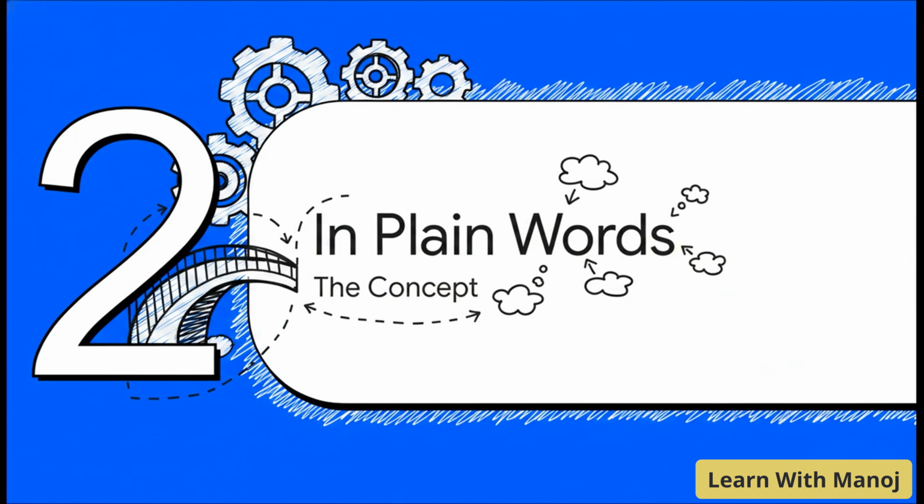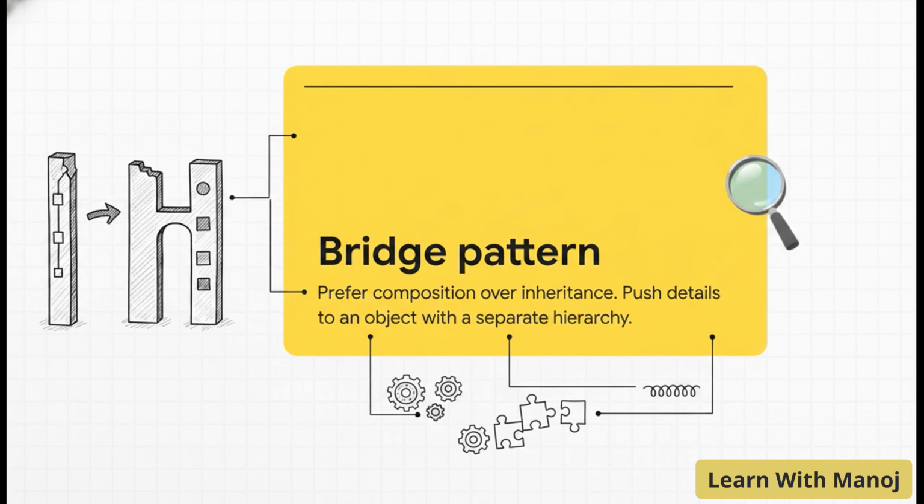Moving right along to Chapter 2, how the concept works. Okay, so if you ever go read up on the bridge pattern online, you're going to hit a massive wall of jargon, specifically this phrase, favoring composition over inheritance. Oof, let's break that down right now.